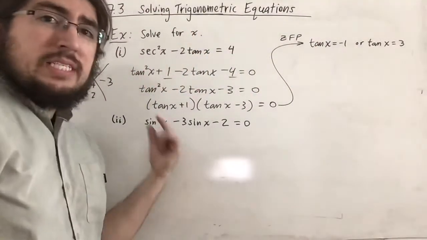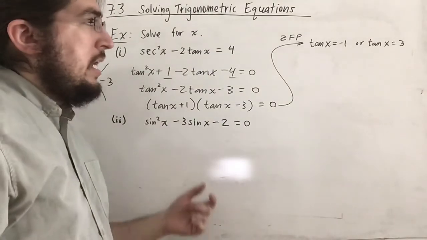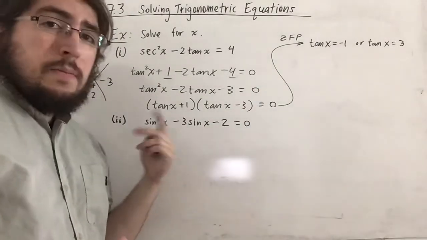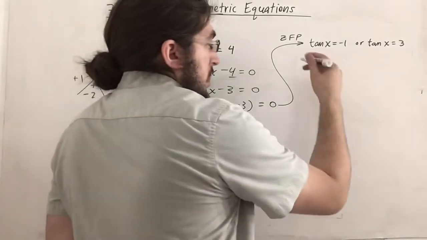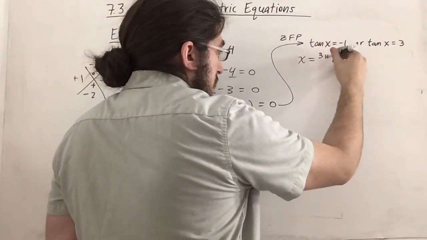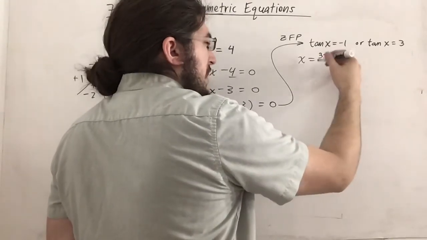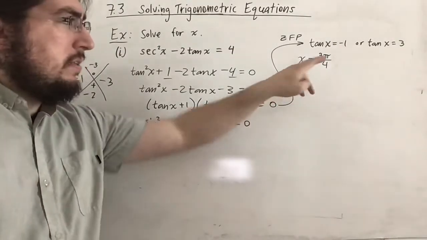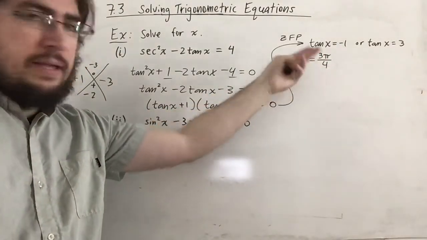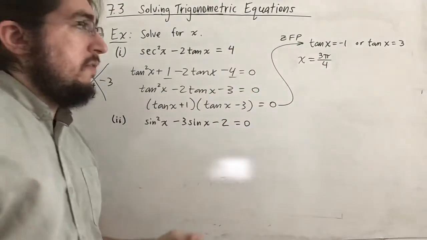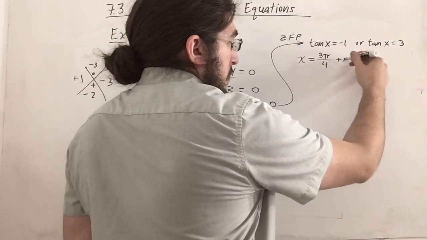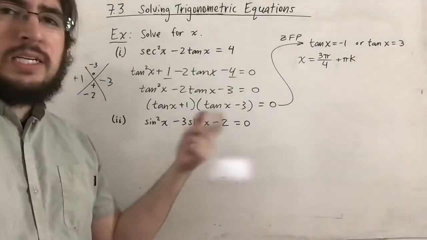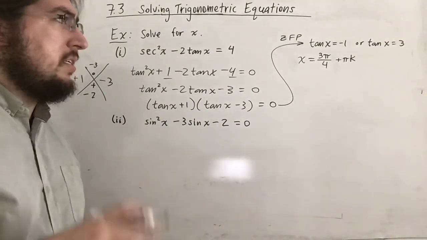Tangent is negative, remember, in the second and fourth quadrant. And it's negative 1, so tangent is 1 at pi over 4, so it's going to be a multiple of pi over 4 in the second and fourth quadrant. So it's going to be 3 pi over 4 and 7 pi over 4. But notice 7 pi over 4 is really this plus pi, because pi is 4 pi over 4, and adding 4 pi over 4 to this is 7 pi over 4. And more than anything, we can just say plus pi k because the period of tangent is pi. So that's another way of explaining that, and we've kind of touched on that a lot in this section, so that's okay.